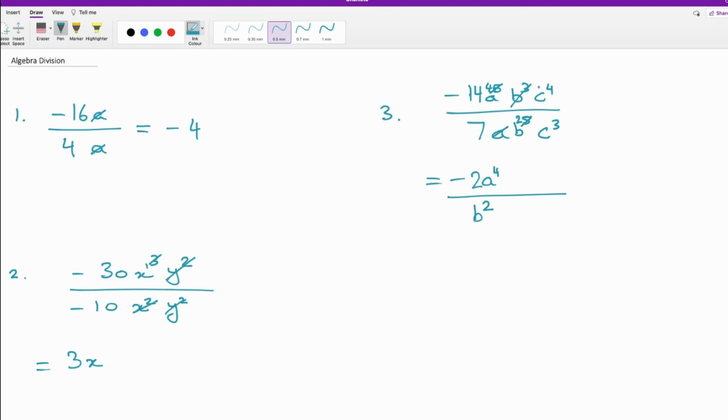The final one, let's have a look at the c group. We have c to the power of 4 divided by c to the power of 3. The larger power is at the top, the lower power is on the bottom, so this will cancel, and the 3 will subtract from the 4. So 4 minus 3 will give you a power of only 1. And c to the power of 1 just means c. So overall, we can see that our answer is minus 2a to the power of 4c over b squared.